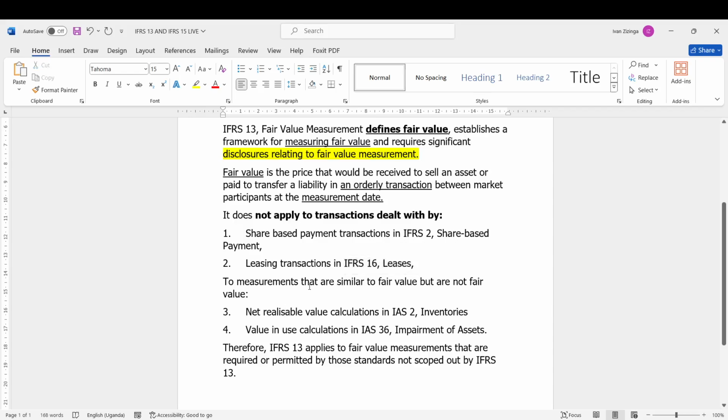But there are some situations where we talk about something almost related to fair value, like under IAS 2, net realizable value, where Ivan told us that we measure inventory at the lower of cost and NRV. For this NRV, we do not use the 3 levels of IFRS 13, and the reason is IAS 2 has given us guidance on how we should measure the net realizable value.